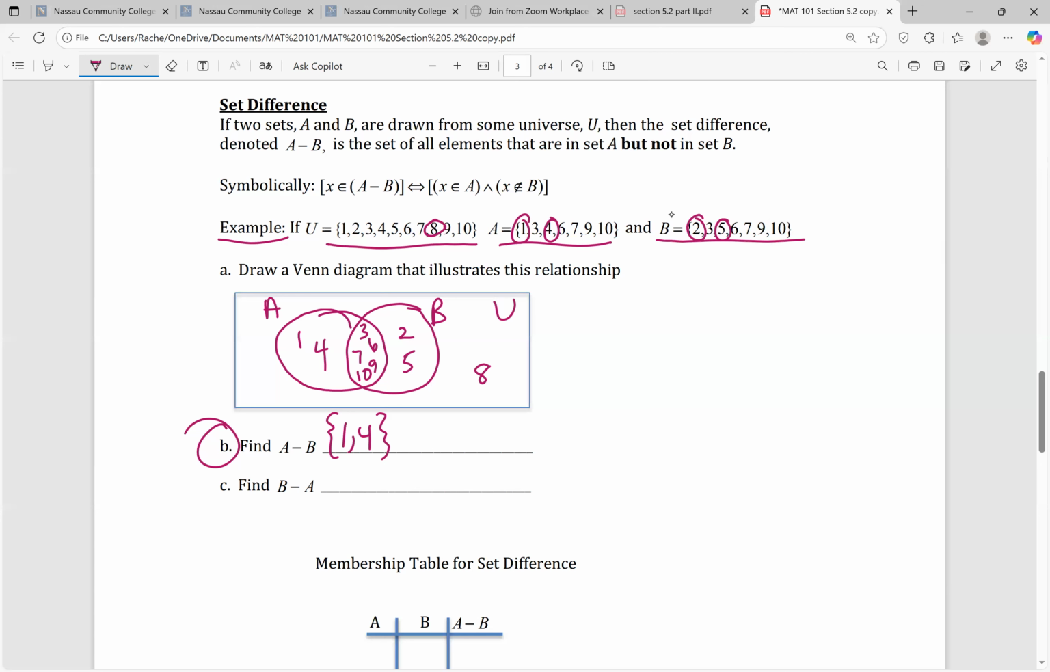And then if we go the other way around, find set B minus set A, so the difference between B and A. Now, what are all the elements in B, but that are not in A? So look at the circle for B. B contains 2, 3, 5, 6, 7, 9, 10. But A contains 3, 6, 7, 9, 10. So take that away. We're only left with 2 and 5 in that set.